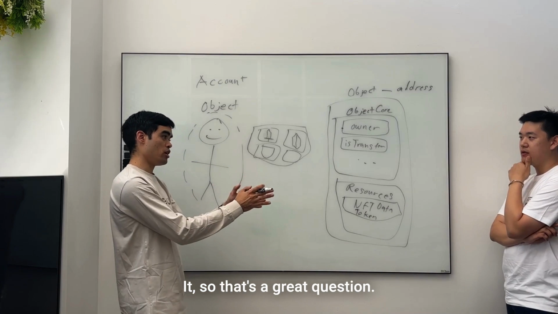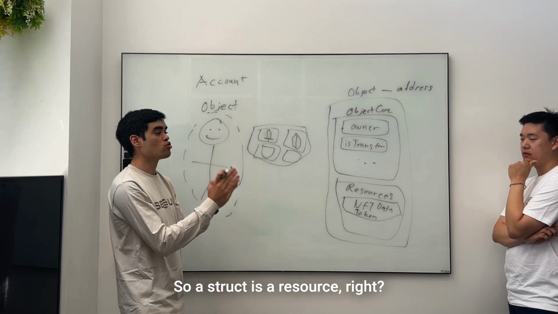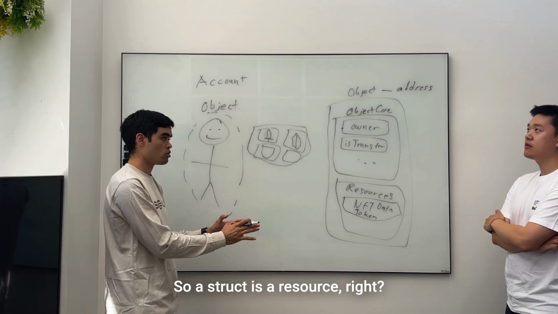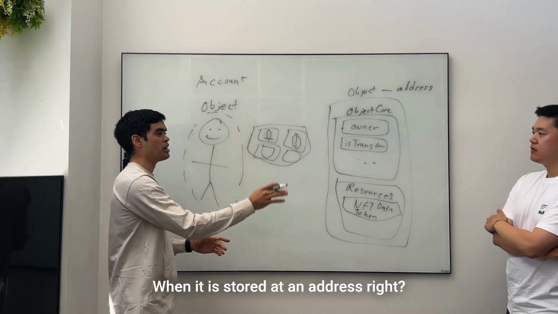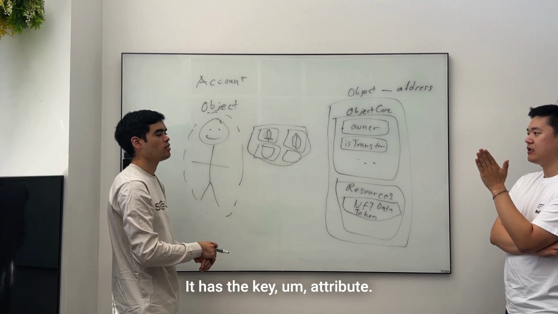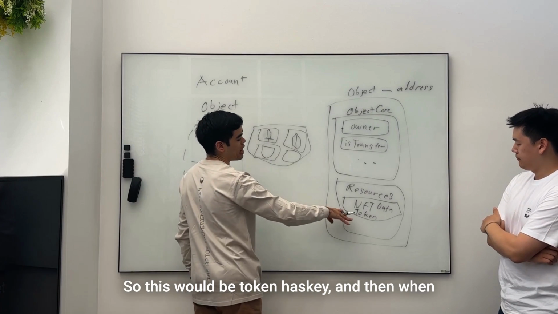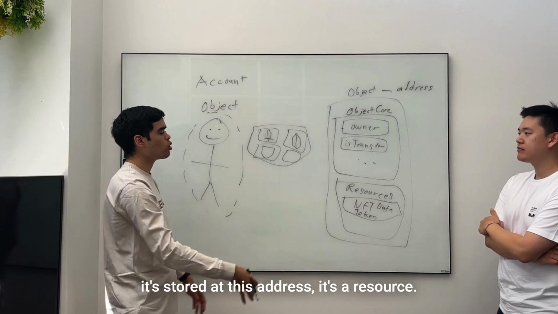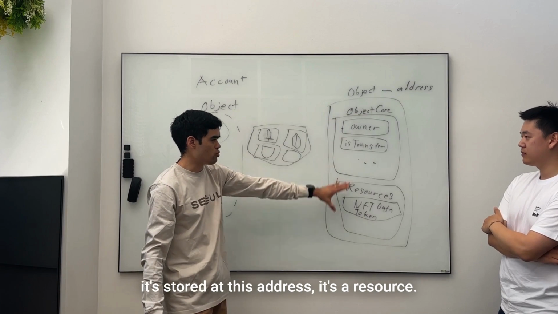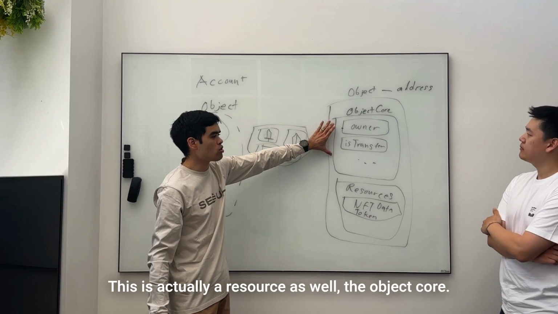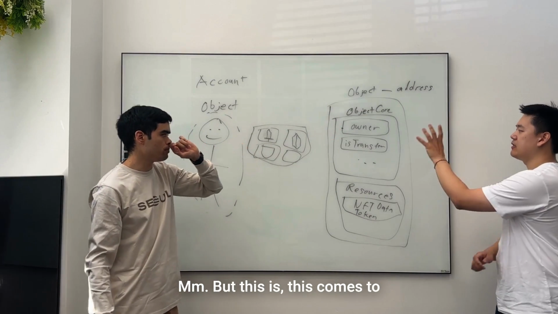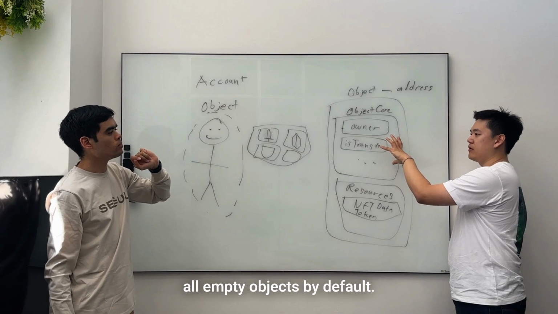That's a great question. A struct is a resource when it is stored at an address, which has the key attribute. So this would be token has key, and when it's stored at this address, it's a resource. The object core is actually a resource as well, but it comes with all objects by default.